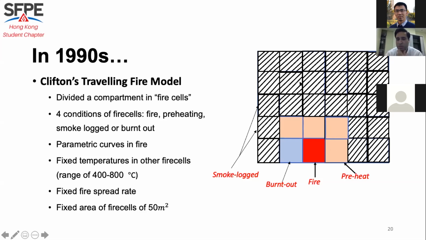Of course, this is very crude and simple and actually does not represent reality, because parametric curves are for ventilation-controlled fire scenarios. But when your area is quite large, you cannot use parametric curves, because usually for a large area, the fire would most probably be fuel controlled. It cannot be ventilation controlled.